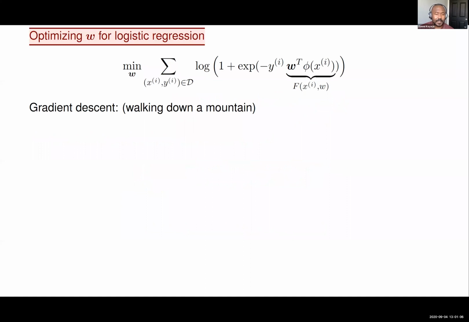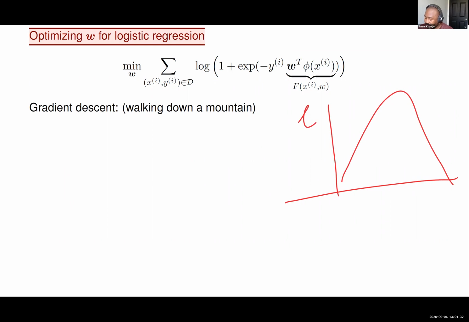We'll spend a lot of time in this class talking about gradient descent. Here's our first introduction to the idea of gradient descent. One intuition for gradient descent is walking down a mountain. If you like, you can think of the behavior of the loss function as a function of W as a mountain, where this is loss and this is W.